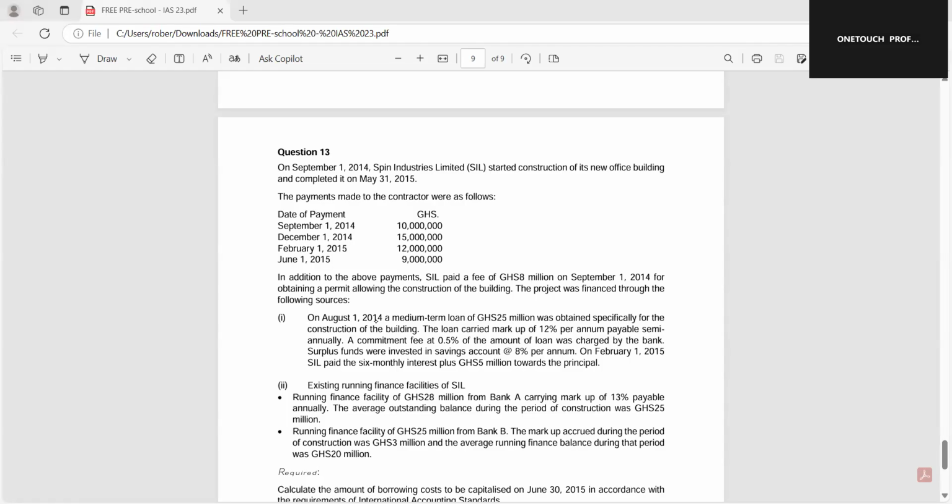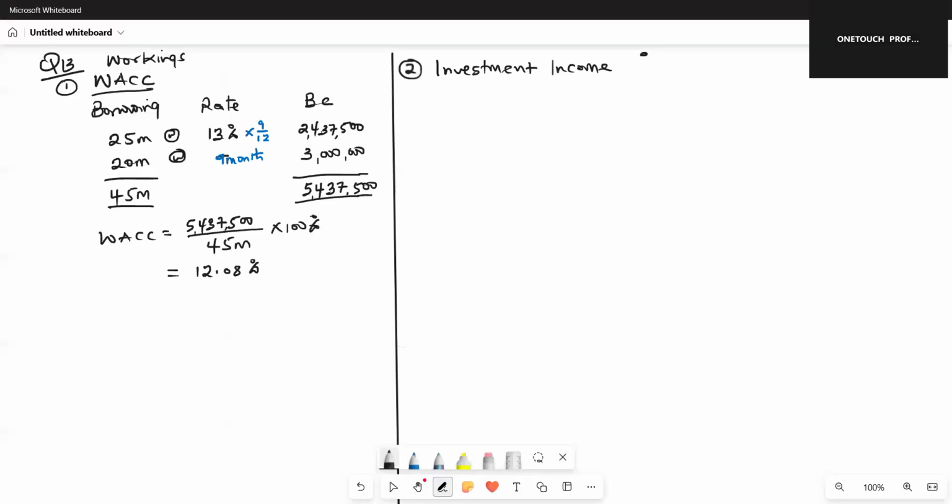So working number 2. Sorry, I'm still sharing the question. Investment income from specific borrowing. In fact, we know it to be specific borrowing, so there's no need writing the investment income. So we want to start with the total borrowing.